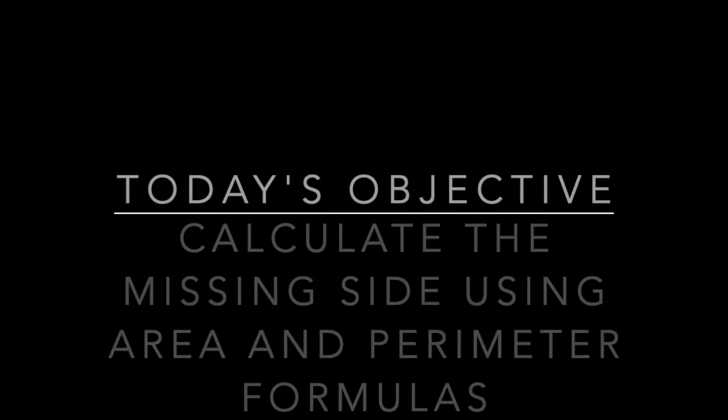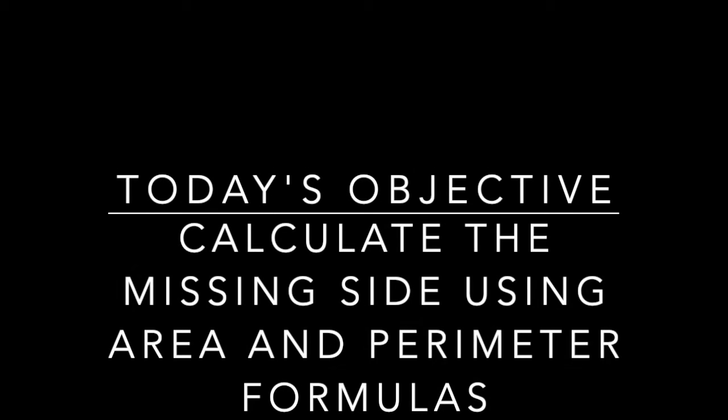So today's objective: calculate the missing side using area and perimeter formulas. Yesterday, in the previous video, you learned how to calculate perimeter and area given all of the side lengths. Today we're going to go backwards. What if I give you the perimeter? How would you find the sides? What if I give you the area? How would you find one of the sides? Usually with these types of problems, you're given at least two pieces of information to find the other. So let's get started.